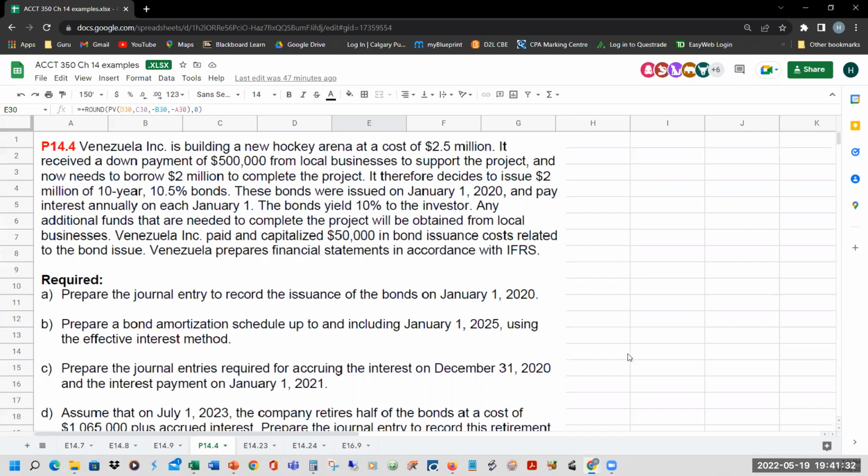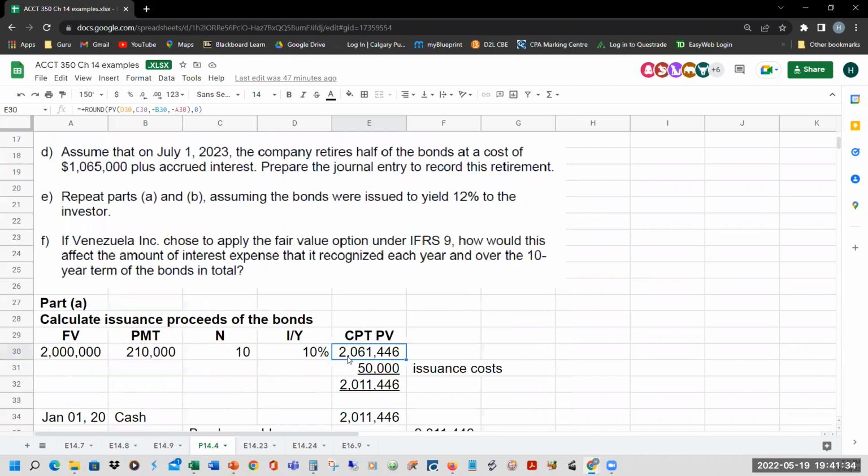So basically what is going to happen here is the company is, first of all, issuing these bonds for $2,061,446. So debit cash $2,061,446. Credit the bonds payable liability $2,061,446. And then it's paying the bond issuance costs of $50,000. Debit bonds payable, credit cash, $50,000.